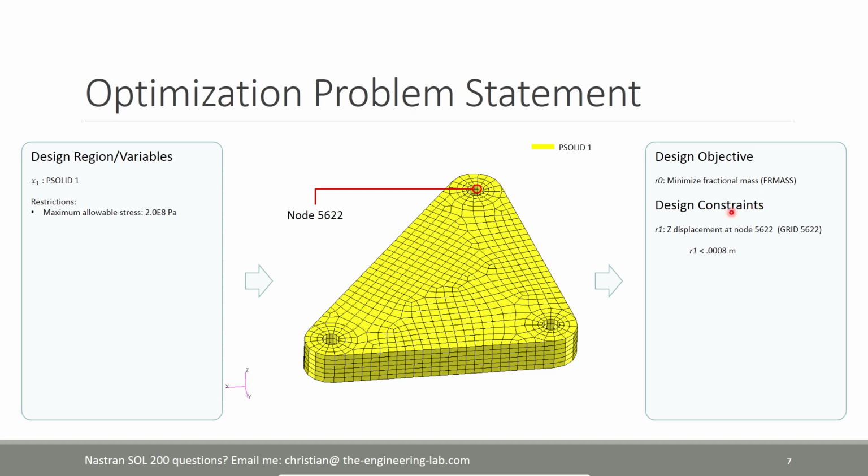As for our design constraints, in addition to the stress constraints, we are imposing a constraint at this hole. We are making sure that node 5622 does not displace in the z direction more than 0.0008 meters.